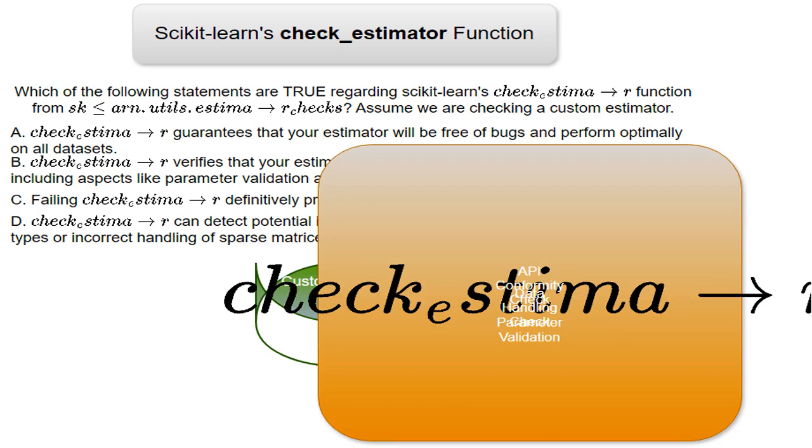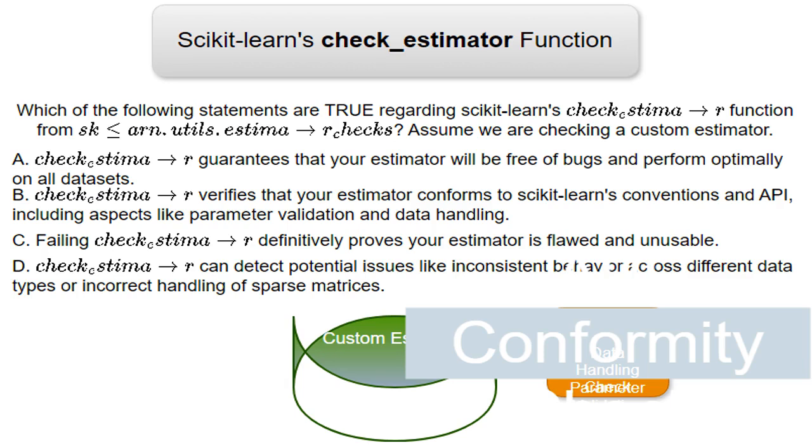This is the function from scikit-learn's utils module. It helps check if your custom estimator adheres to the library's standards and conventions. This refers to checking whether your estimator's structure, method names, and input/output types align with the scikit-learn application programming interface (API). It's essentially checking if your custom model speaks the same language as scikit-learn's other models.